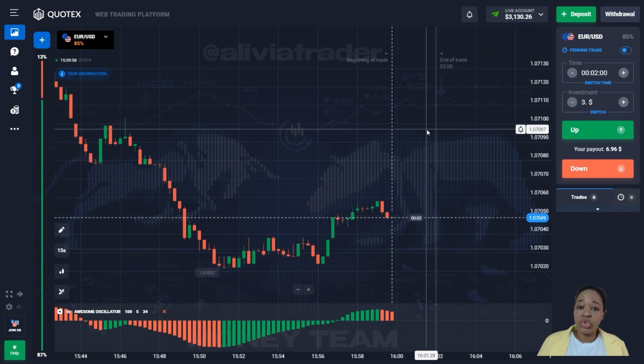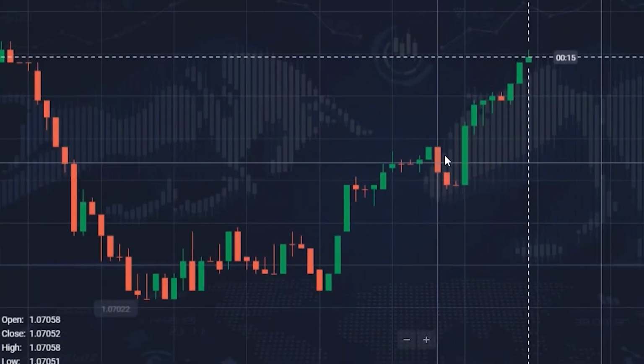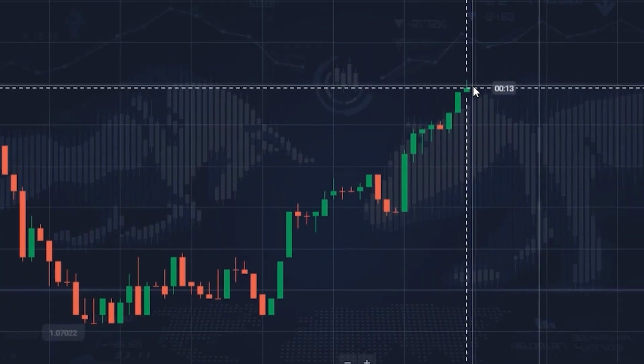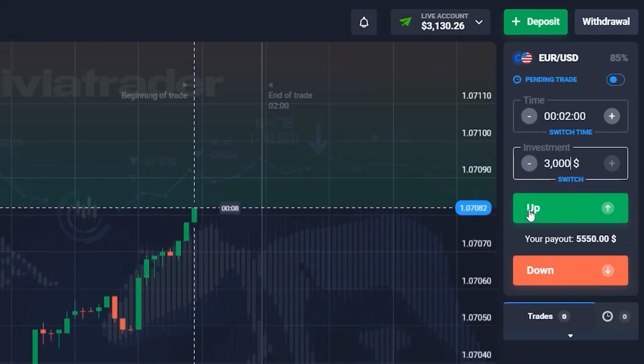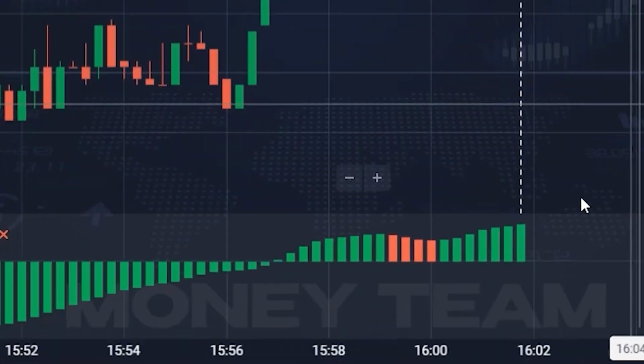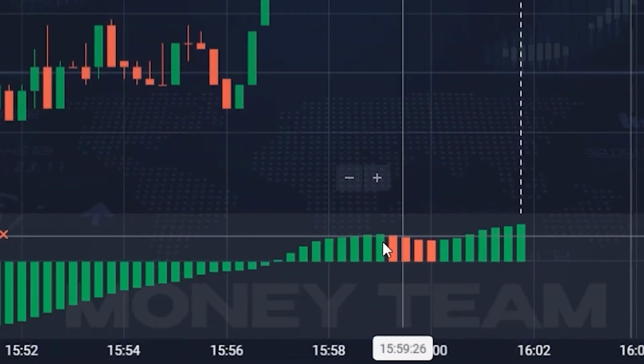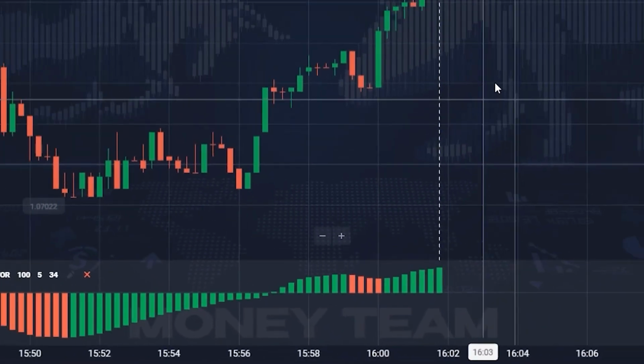So let me find more situations to work on. Here you can see the price continues to move up. So here I'm going to open a trade for 2 minutes to go up, because as you can see, the new peak of the histogram is higher than the previous one. So I understand that the price still has an upside potential.